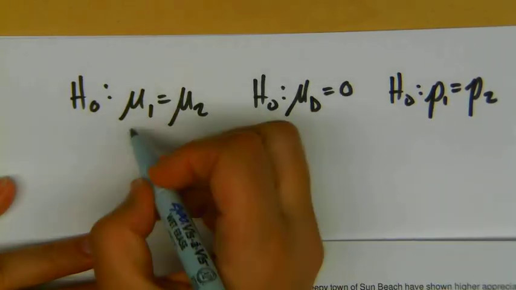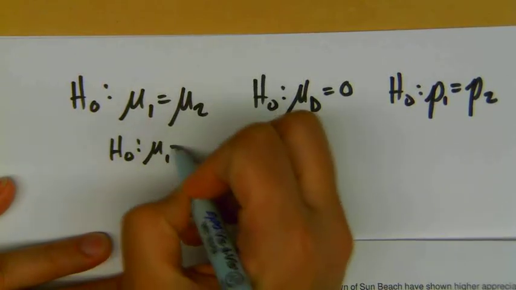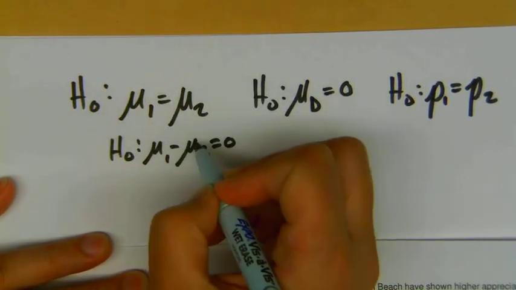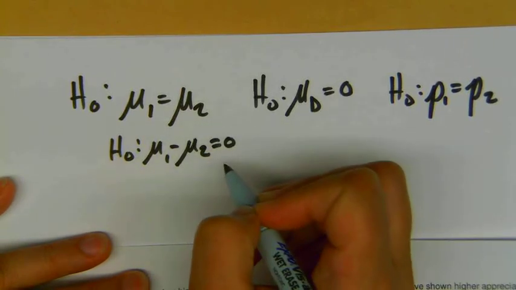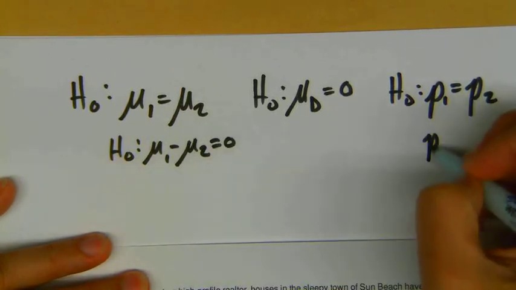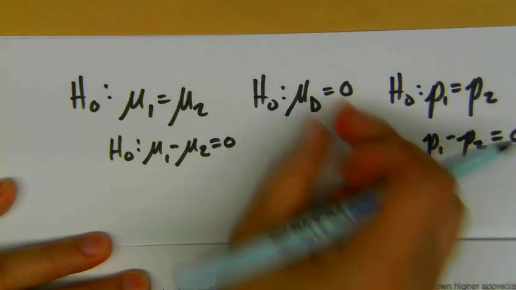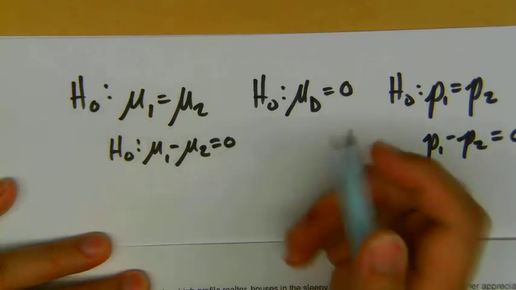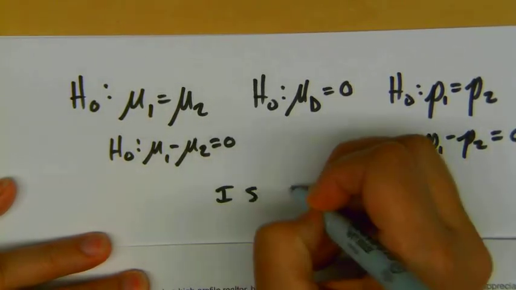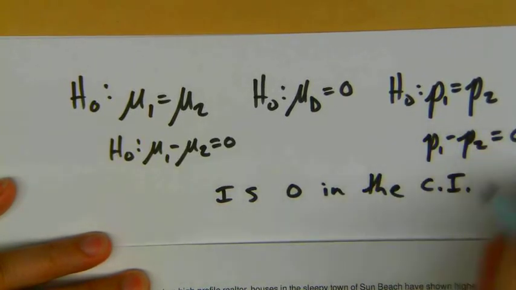With each of these, they can be rewritten. So I could look at mu1 minus mu2 equals 0, rather than mu1 equals mu2. If two things are equal, the difference between them has to equal 0. If two proportions are equal to one another, the difference between them is equal to 0. And this one's already set up to equal 0. So 0 is kind of our magic number. We're asking, is 0 in the confidence interval?